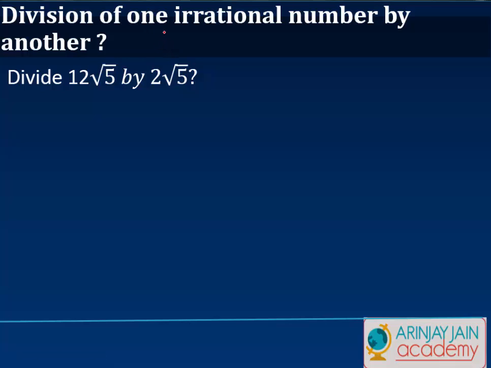Division of one irrational number by another. Let's look at the case where there are two irrational numbers and we need to divide one of them by the other. How do you do that? Now this is pretty simple.